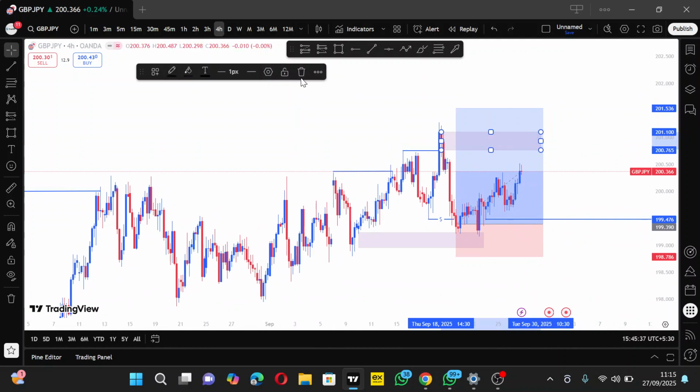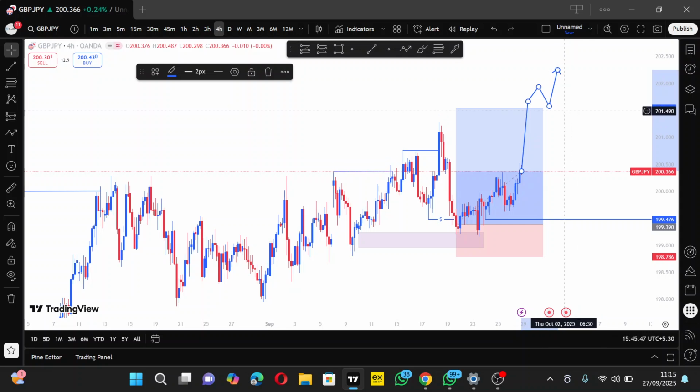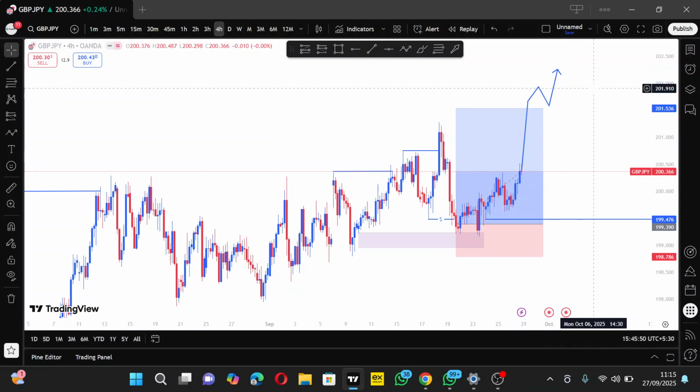So I'm expecting GBP JPY to take out this buy side liquidity. Then before we expect some move again, and all of that. Before we expect down again to the upside. But let's see how it's going to be.